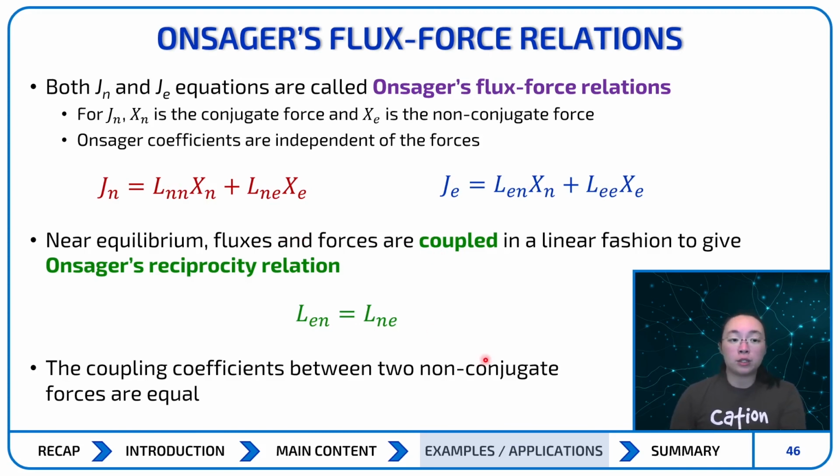Something else I want to mention is what happens near equilibrium. Near equilibrium, the forces and the fluxes are going to be coupled in a linear fashion to give what's called Onsager's reciprocity relation. So at equilibrium, Len should be equal to Lne. So these two should be equal to each other, and these coupling coefficients between two non-conjugate forces are going to be equal.